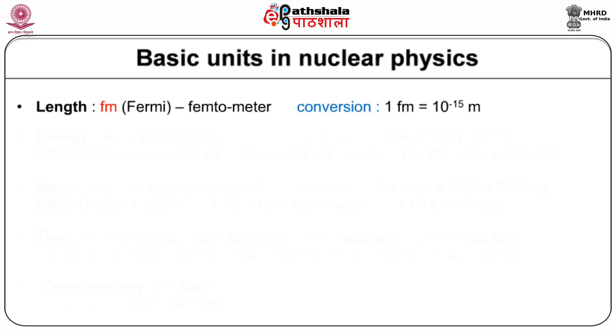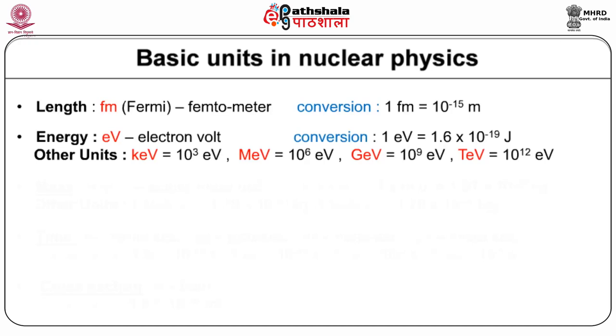The conversion formula is 1 femtometer is equal to 10 to the power minus 15 meter. Energy is defined in terms of electron volt, and 1 electron volt is equal to 1.6 into 10 to the power minus 19 joule. Other higher units to define energy in nuclear physics are KeV, which is equal to 10 to the power 3 electron volt, MeV, 10 to the power 6 electron volt, GeV, 10 to the power 9 electron volt, TeV, 10 to the power 12 electron volt.